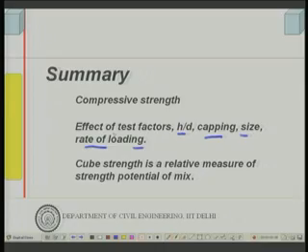Next time we can look into the other aspects of concrete strength, namely tensile strength, etc., and modulus of elasticity. Okay, so we can conclude this lecture.